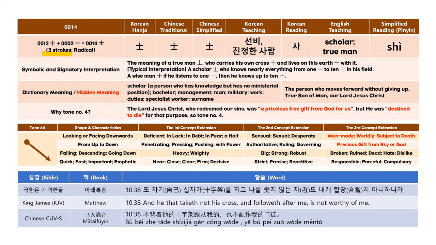This character has three strokes, one of the radicals. In Korean Hanja, Chinese traditional and simplified, all the same shape. In Korean, we teach this character 선비사, 진정한 사람, 사. 선비 means scholar, 진정한 사람 means true man. Sa is the pronunciation in Korean, and the Mandarin pronunciation is shi, tone number 4, from up to down, your sound, okay?